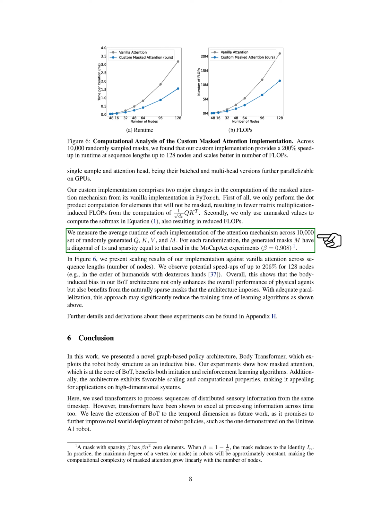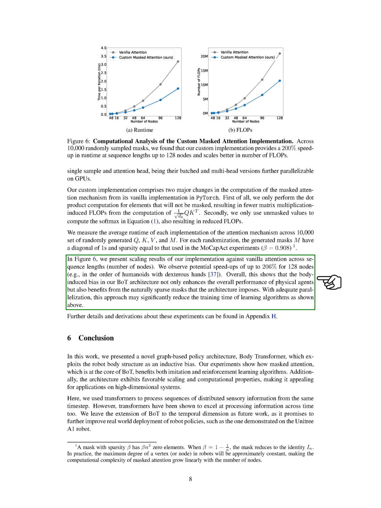We measure the average runtime of our attention mechanism implementation across 10,000 sets of randomly generated inputs. The generated masks have a diagonal of 1s and a sparsity level similar to that used in our MoCap Act experiments. Our results, presented in the computational analysis figure, show speed-ups of up to 206% for 128 nodes, which is relevant for humanoid models with dexterous hands.